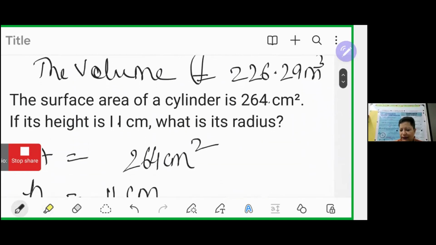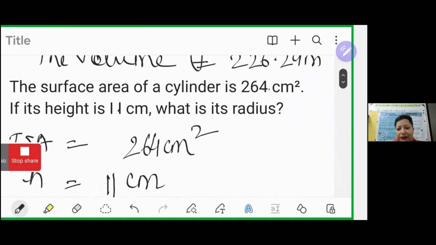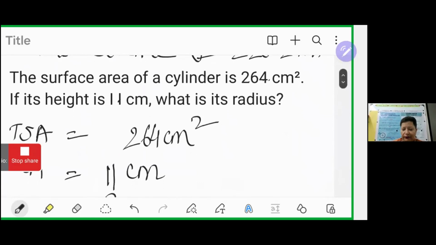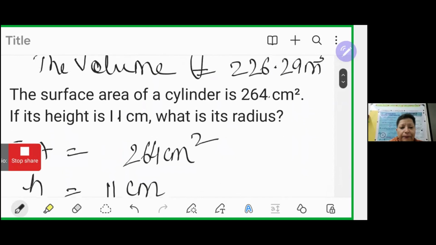The second question was the surface area of a cylinder this time is given. Very, very important thing: when you're given just the surface area and you're not actually told whether it's TSA or CSA, you have to perforce take it as the total surface area. Please remember again that if you are just told the surface area of a particular object, you have to consider it to be the total surface area. That's given to you as 264. The height is given as 11 centimeters.